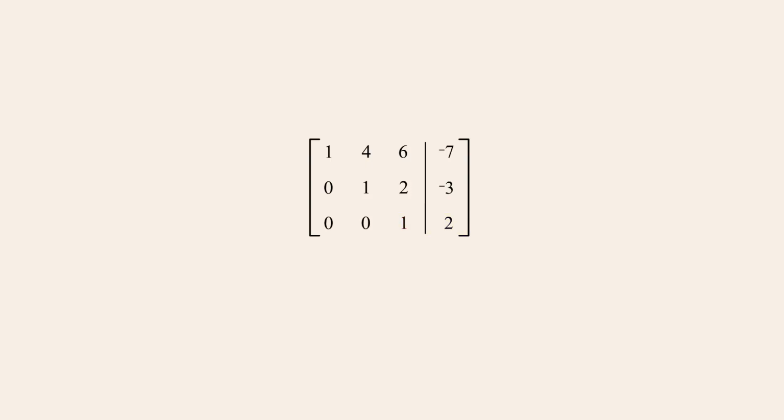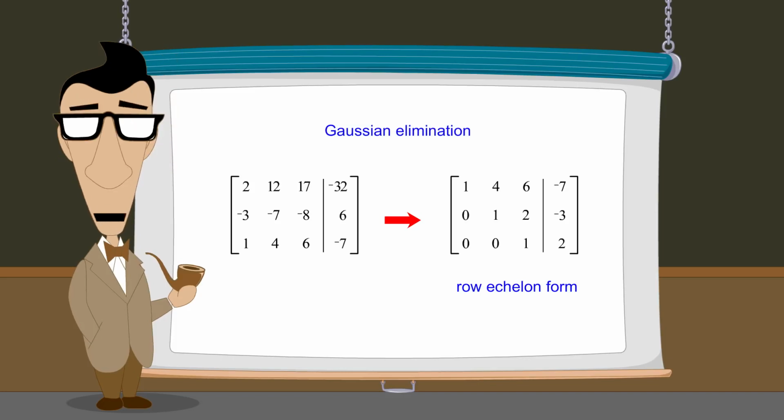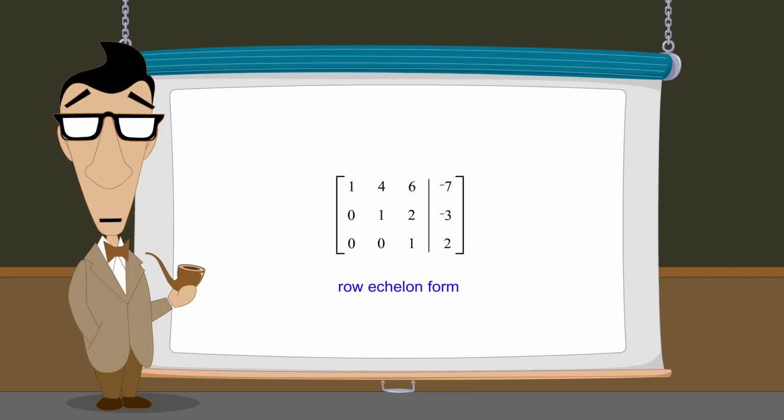Now that all the leading entries in the matrix are 1s, and each leading entry is located to the right of the leading entry above it, this matrix has been reduced to row echelon form. The process which we just used to transform the augmented matrix into an equivalent matrix in row echelon form is Gaussian elimination. Now, we will see how the system of equations corresponding to this matrix can be solved using the process of back substitution.